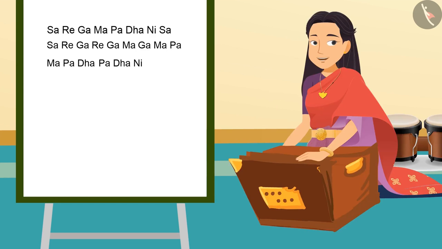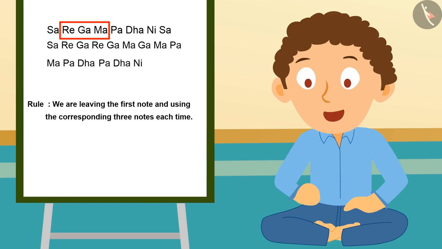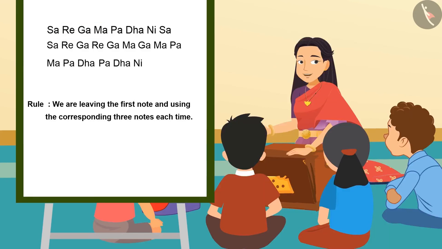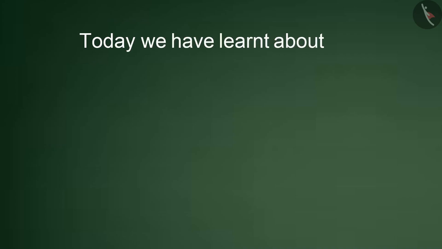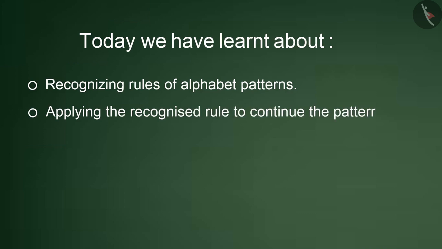So, what is the rule of this pattern? We are leaving the first note and using the corresponding three notes each time. Very good. So kids, today we have learnt about recognizing rules of alphabet patterns and applying the recognized rule to continue the pattern.